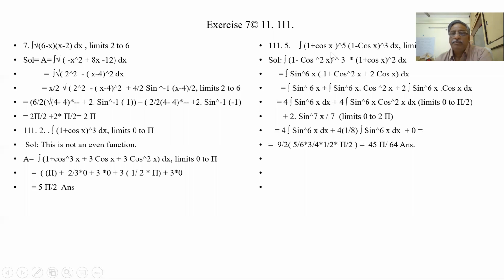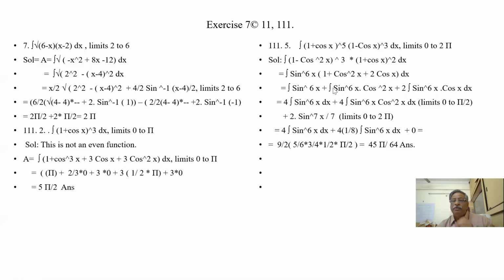Let us see another problem. Integral of (1 plus cos x) to the power of 5 into (1 minus cos x) whole cube dx. Here I know I can put (a plus b) into (a minus b) to the power of 3. Then the power of 2 is left out. When I combine the power of 3 here, 1 minus cos squared to the power of 3, what is left out is (1 plus cos x) to the power of 2.